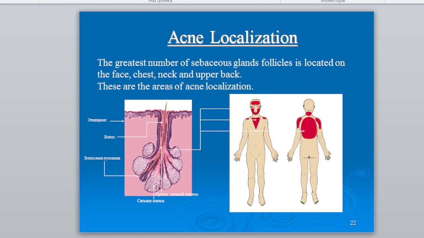Acne localization. The greatest number of sebaceous glands follicles is located on the face, chest, neck, and upper back. These are the areas of acne localization. Next.